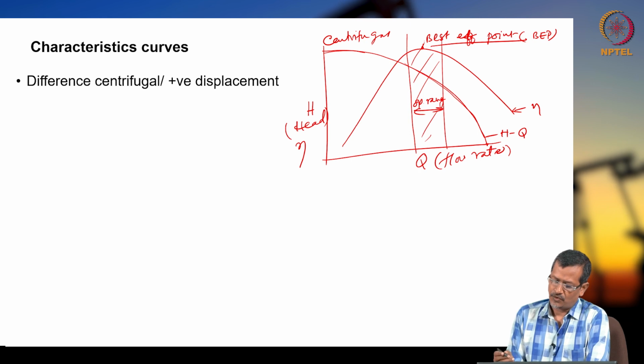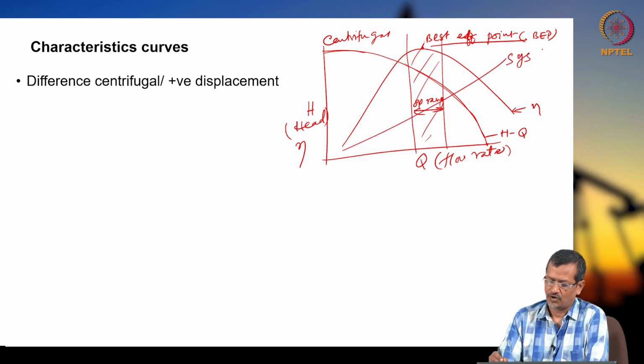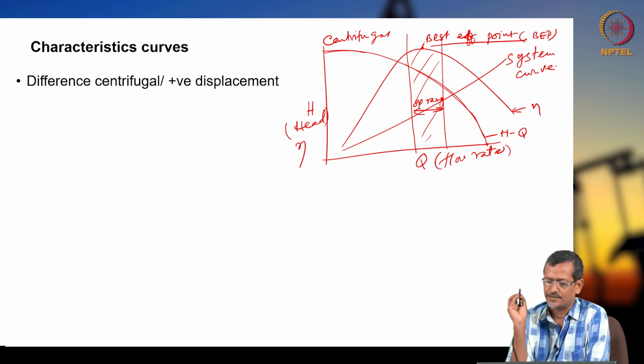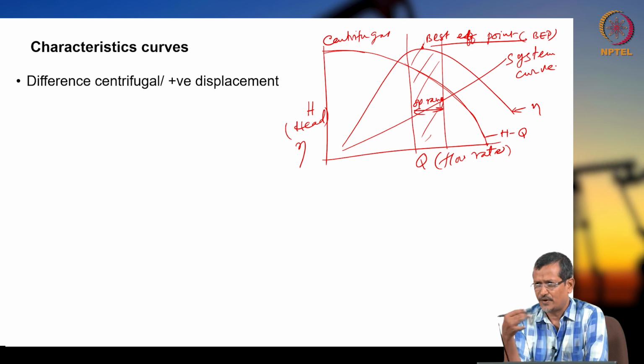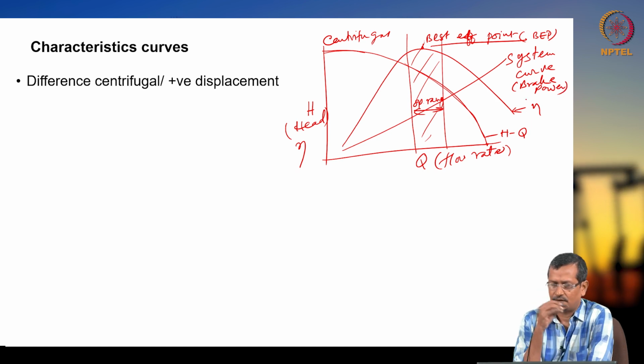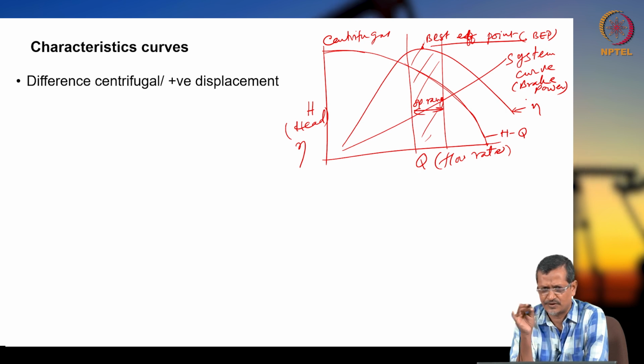Now another curve will be coming, the system curve, almost a straight line. System curve means how much power it is consuming, or brake power. Here one term is called brake power, hydraulic efficiency, brake horsepower. Have you heard the term?